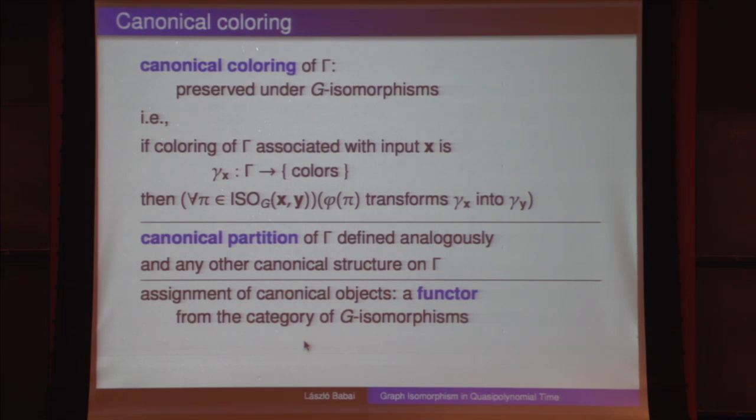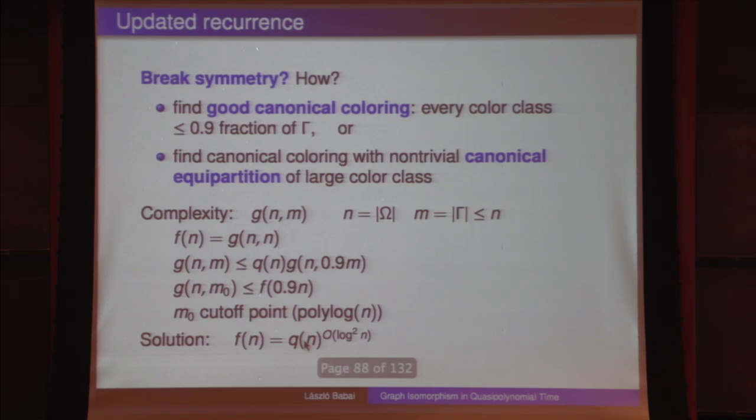So I can put a graph on the set gamma, and that's canonical if the isomorphism of the original strings induces an isomorphism of those graphs. Okay. So that's one way to define what it means to be canonical.